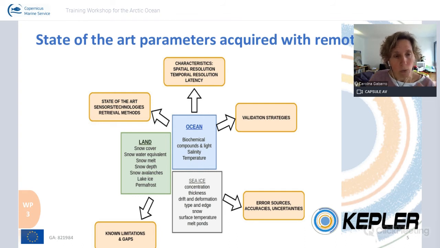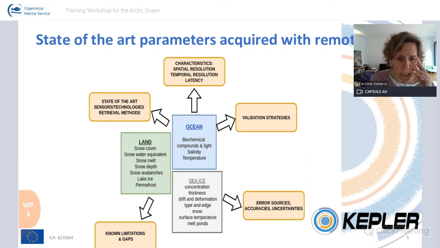First of all, we wanted to do this state-of-the-art to see where we were. For that, we reviewed more than 10 parameters, and for each of the parameters, we analyzed the sensors and technologies, and also the retrieval methods. Then we assessed the spatial resolution, temporal resolution, and latency. We also looked for the validation strategies for each of the parameters, the error sources and uncertainties, and we added the gaps that we observed, or the known limitations for each parameter.